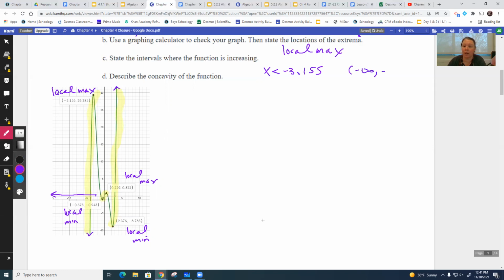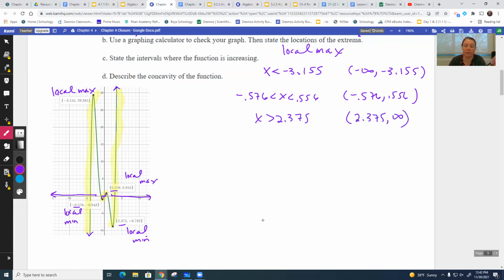You could also write it like this. It's also increasing here from here to here. So at this x value, which is -0.576, to this x value in between here, which is 0.556. So we could say -0.576 is less than x is less than 0.556, which you could also write like this. And then again, it picks up increasing here at this x value of 2.375, and it's increasing forevermore. So you could say x is greater than 2.375, or you could say 2.375 to infinity.